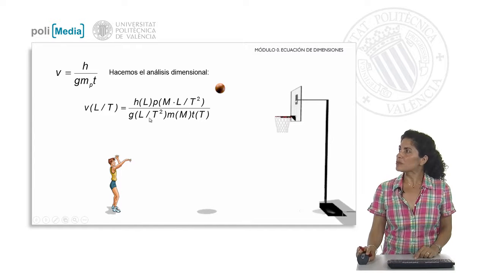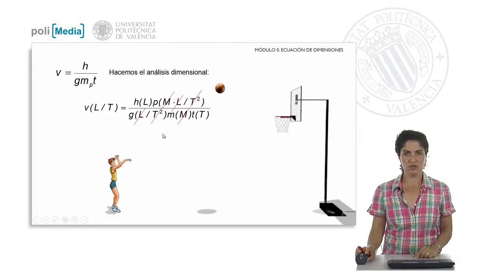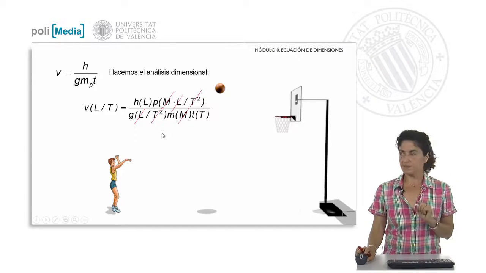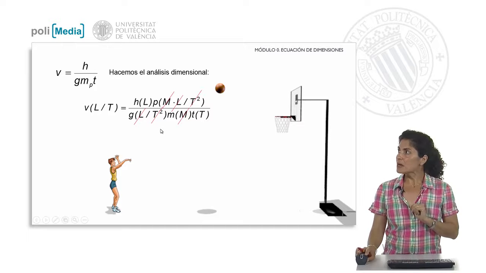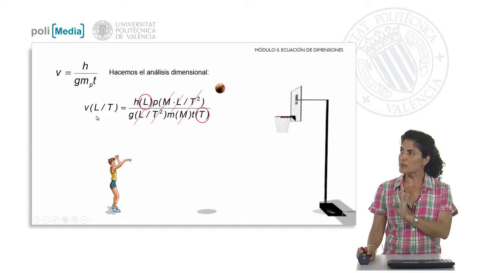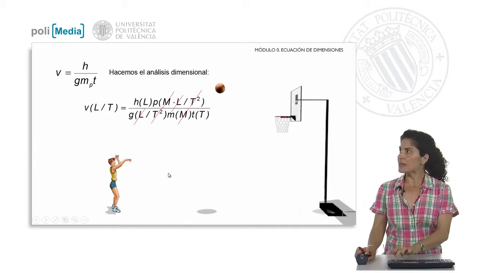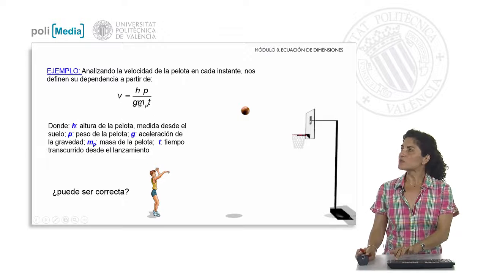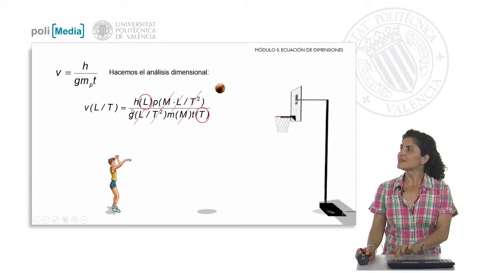If we simplify what we have in the numerator and in the denominator, we have length divided by time squared. Mass would simplify with mass, and I can simplify all these terms because I have them in the numerator and in the denominator. Then what do I have left? Length divided by time, dimensions in the second term. The dimensions in the first term are length divided by time. So in fact, this expression that I was given in the statement does correspond to the expression of velocity.